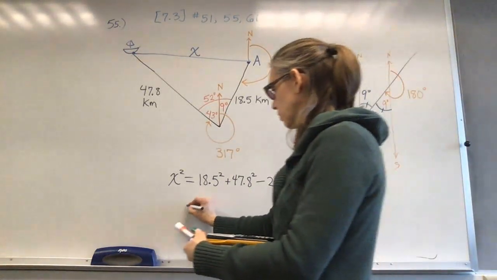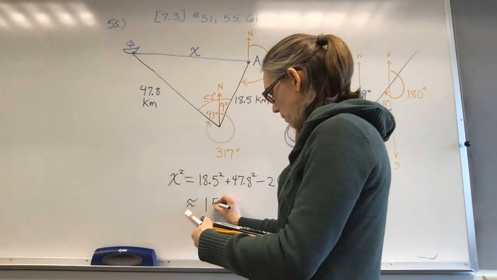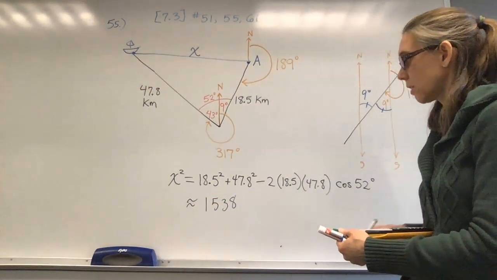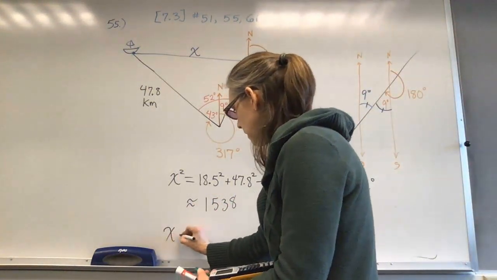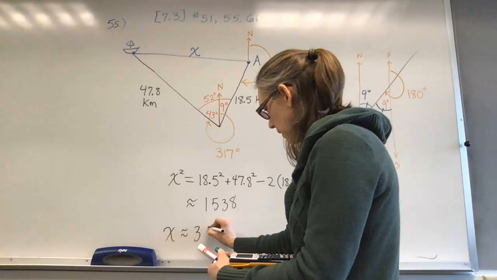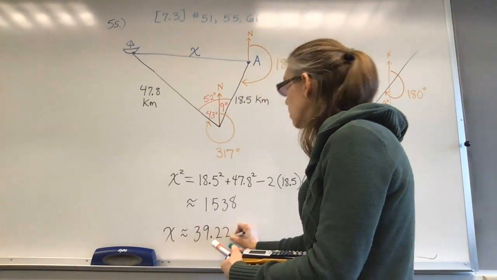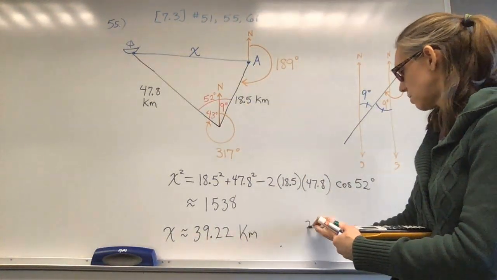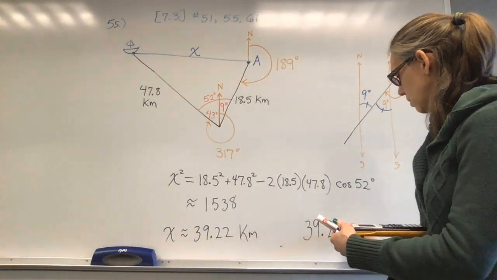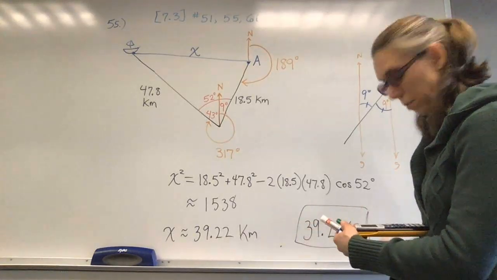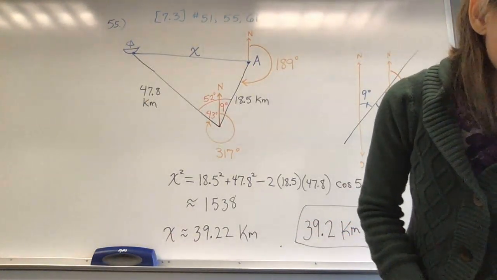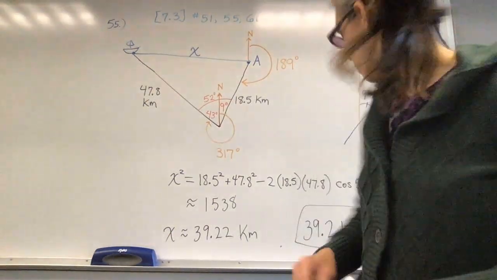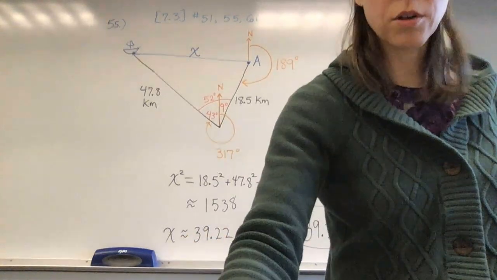And this number is approximately 1538. I'm going to take the square root of the number in the calculator, and that x then is approximately 39.22 kilometers. I guess for this problem, since we see 3 significant digits, I should do 39.2 kilometers would be the more appropriate answer there. And that's what the book has, 39.2.